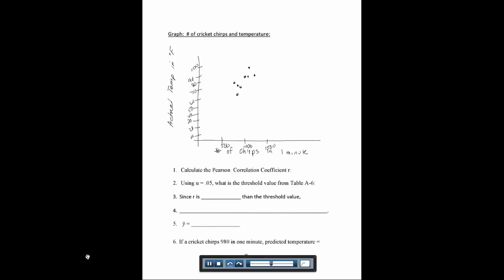If you put those in L1 and L2 and you did the stat linear regression, we get the R value is 0.869. And if you use your chart with alpha is 0.05, we get the critical value is 0.707. So our R value is greater than the threshold value. So there is linear correlation.